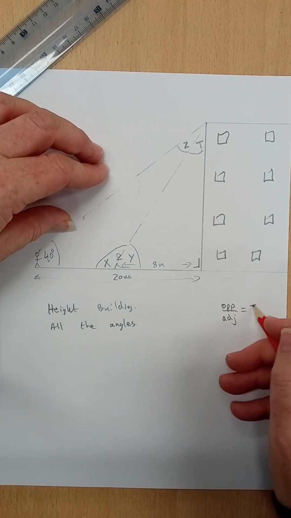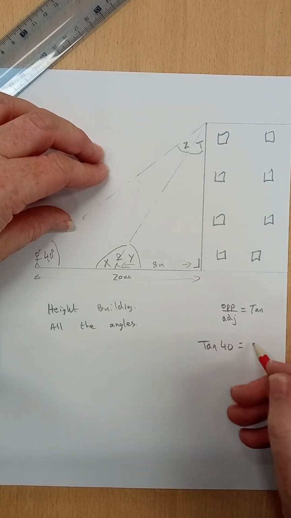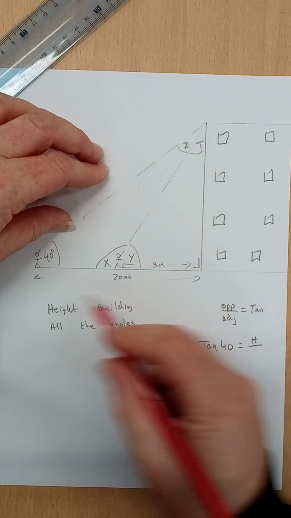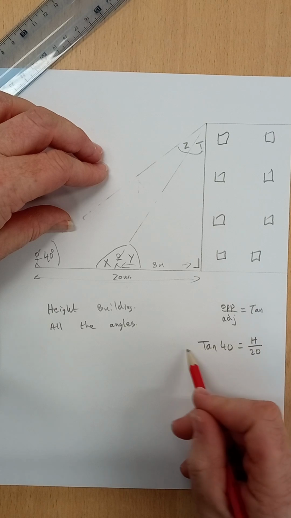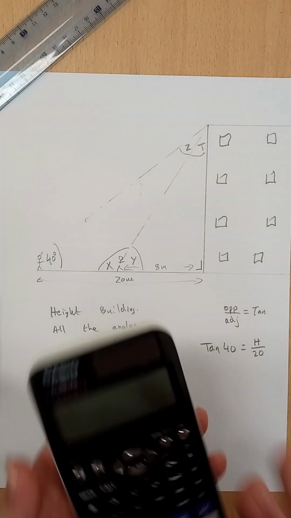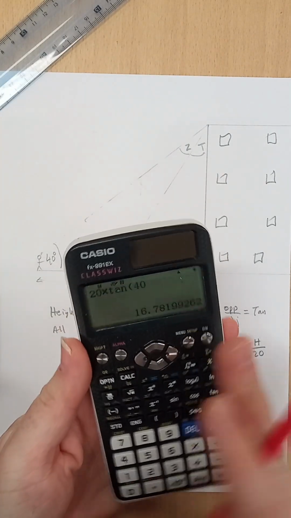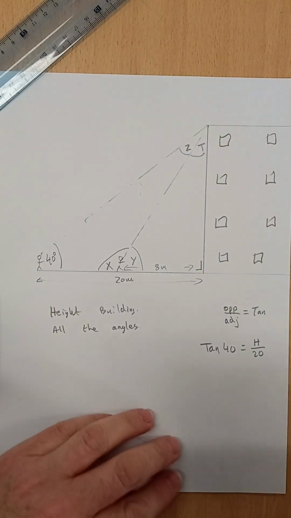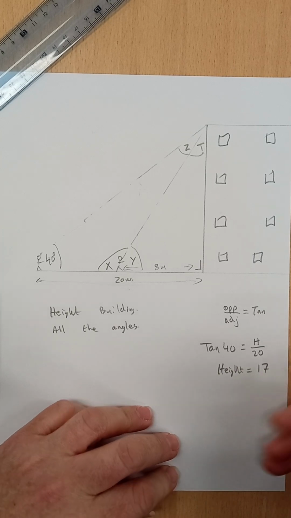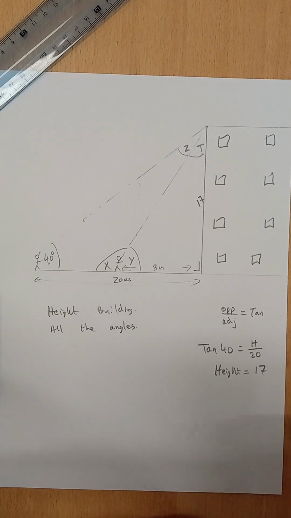And that is tan. So the tan of 40 must be equal to the height of the building divided by 20 meters, which is adjacent. And because this is a triangular formula and you're missing the top, you just multiply the bottoms. 20 times the tan of 40, you get, to the nearest whole number, 17. So the height of the building is 17.